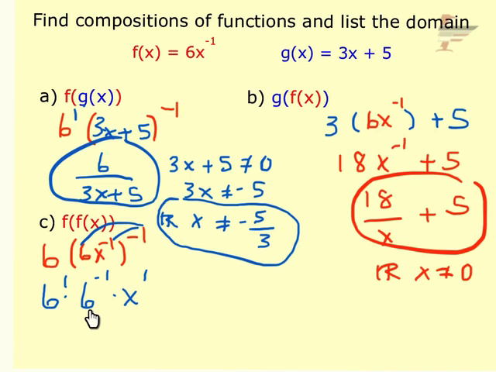That first 6 is to the positive 1. Well, when you have like bases, you add the exponents. So 1 minus 1 is going to cancel out, so that 6 is going to cancel out. Or if you flipped this one, it'd be 6 over 6, which is 1, right? So that really is just x for the composition.